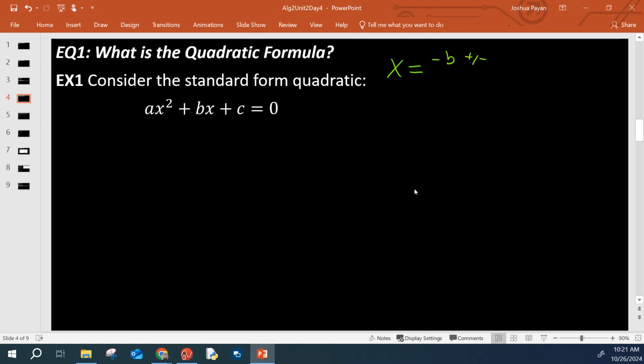Negative b plus or minus the square root of b squared minus 4 times a times c, all divided by 2 times a.